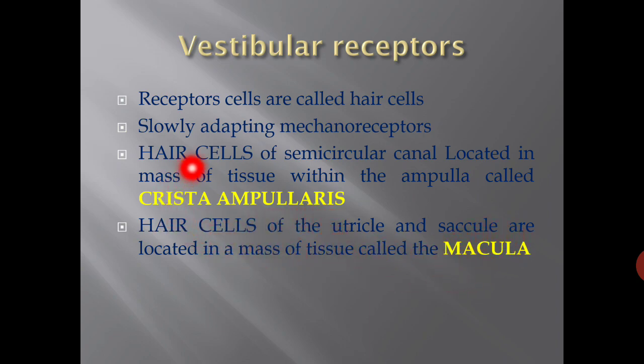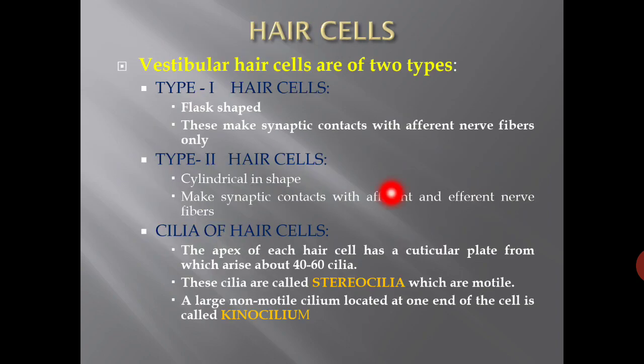So what is the location of the crista ampullaris? It is the end portion of the semicircular canal. And the macula is present in the utricle and saccule. So hair cells are of two types, type 1 and type 2. Type 1 hair cells are flask shaped and make synaptic contact with afferent nerve fibers only. Type 2 hair cells are cylindrical in shape and make synaptic contact with afferent and efferent nerve fibers.